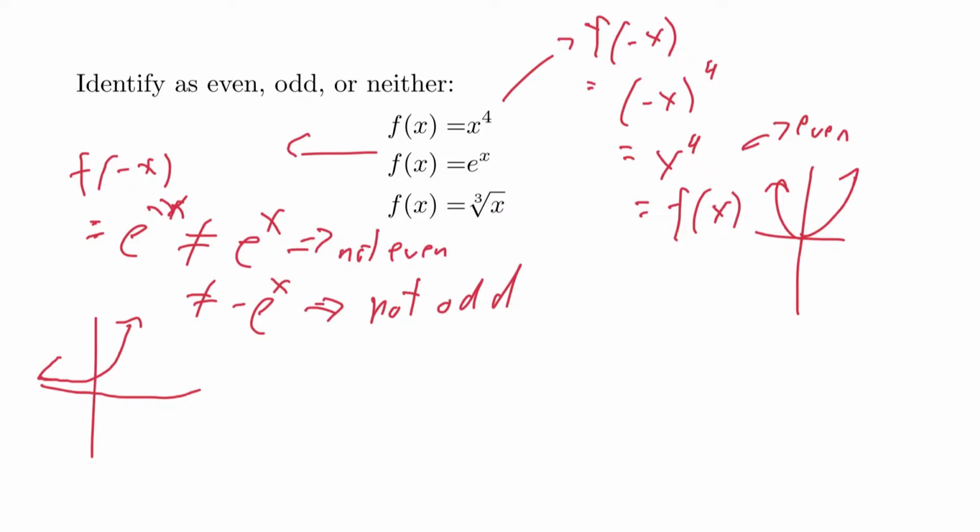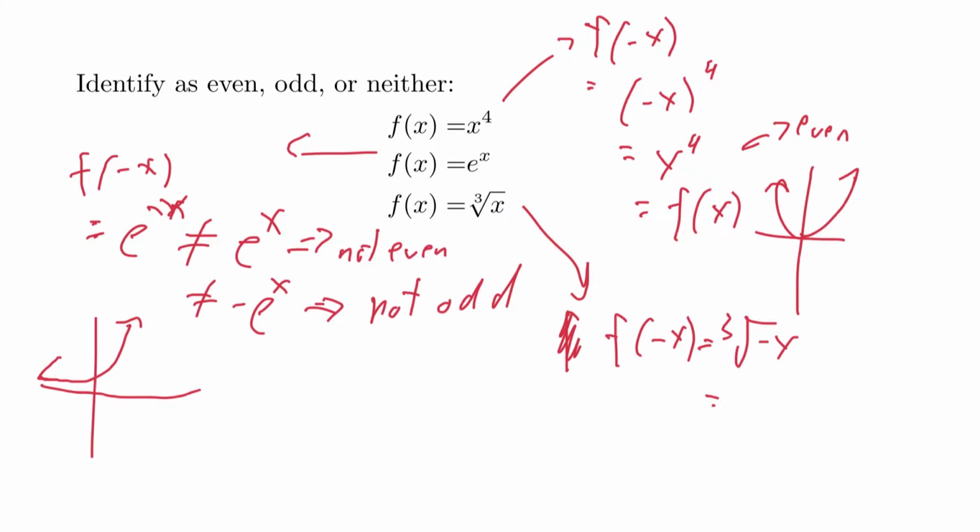And for our last example, we'll look at cubed root of x. So plug in minus x. Can you even take the cubed root of a negative number? That's an important question. And the answer is yes, and it preserves the negative sign. So this is negative cubed root of x. So negative f of x, and this implies that I have an odd function.